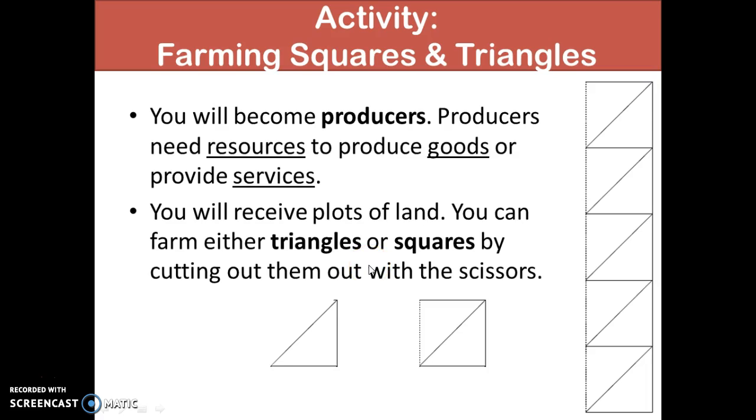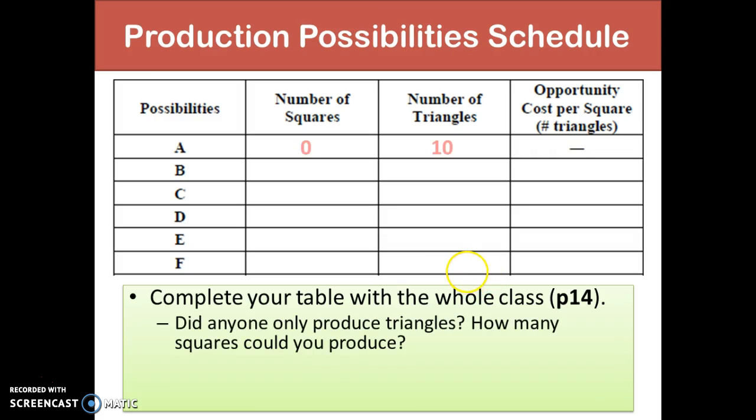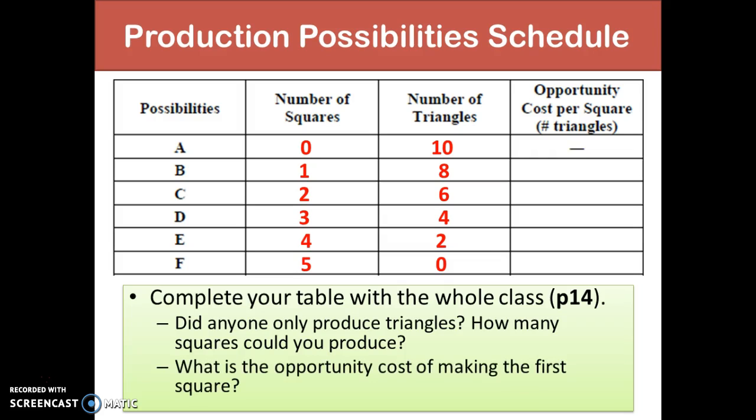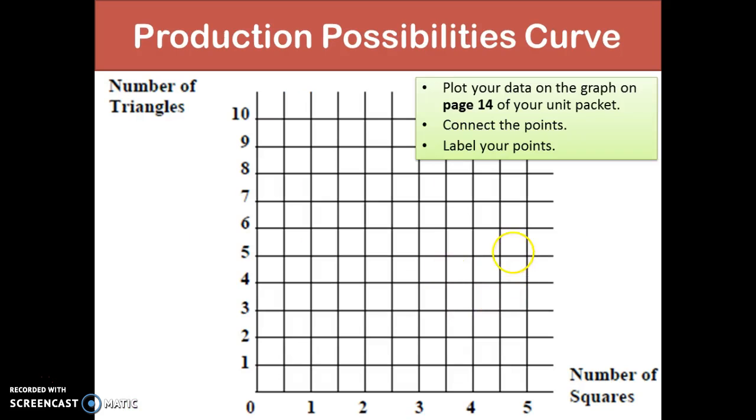The last thing we did in class today was do an activity in which we produced either squares or triangles using our resources that we had on hand. We completed this table and identified the various combinations, the production possibilities for squares and triangles. And we noticed here that we have a constant opportunity cost. And so therefore we're going to have a straight line because these squares and triangles, these factors of production, could be used to produce squares or triangles equally. And then we plotted those points.